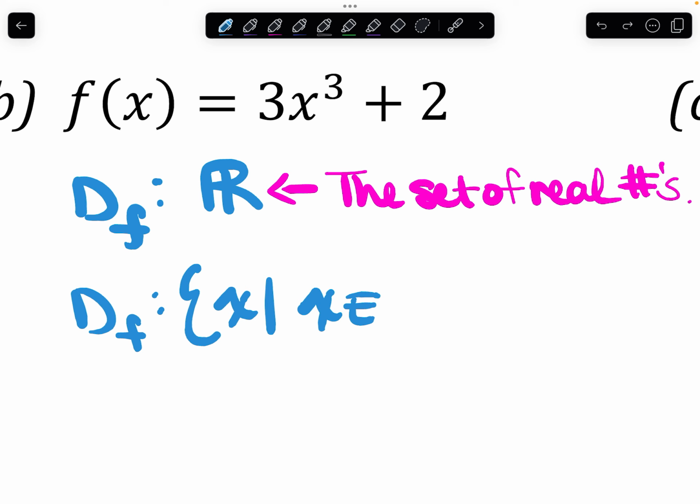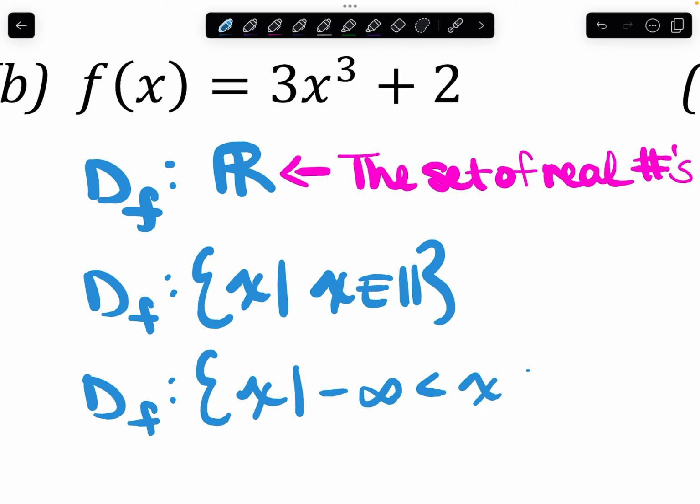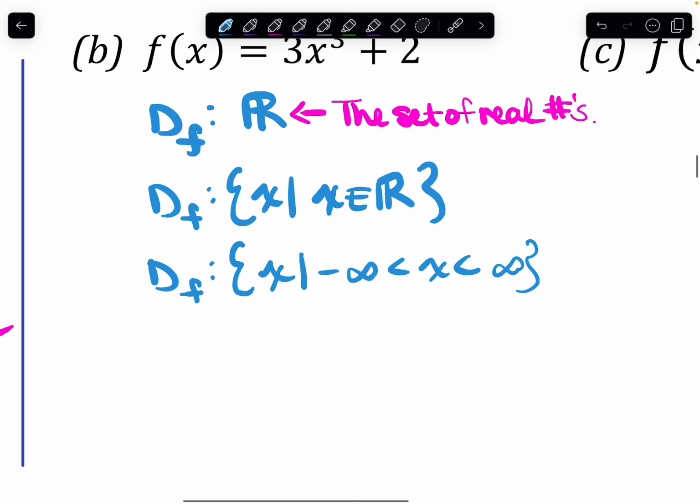Some textbooks, well, we'll leave this here just so you can see the different representations. Other textbooks will still make you use the inequality, so x such that it would just be from negative infinity to positive infinity. So I don't care which way you write it. I did forget the bar on my R. They're all the same thing. So if that bottom one's what you've been taught, that's perfectly fine. I don't care which one you use.